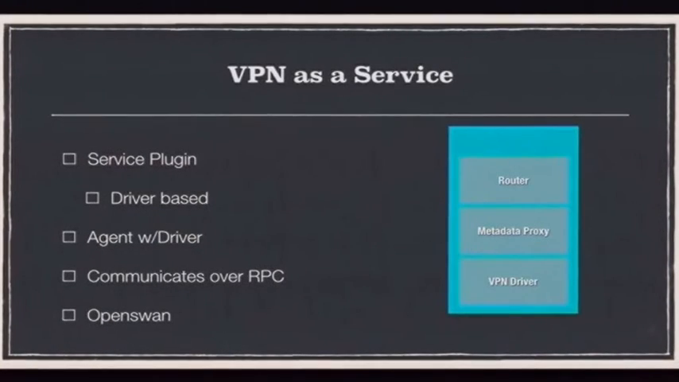One of the other services we provide is VPN as a service. Basically, it's based on OpenSwan or StrongSwan. It communicates over RPC. It's basically IPsec with a pre-shared key, so you don't have to deal with the authentication. It replicates what you find with Amazon's VPC service, in terms of basically being IPsec.